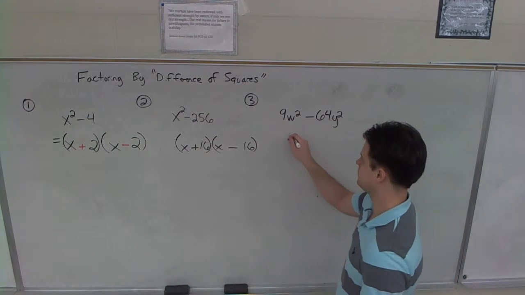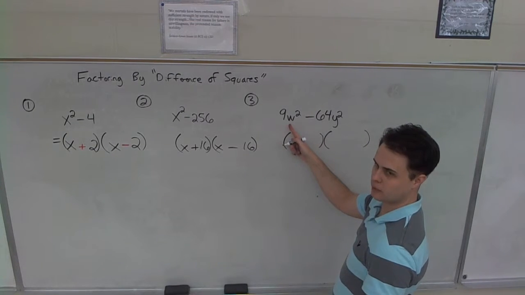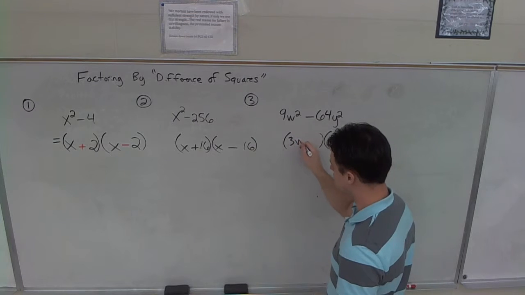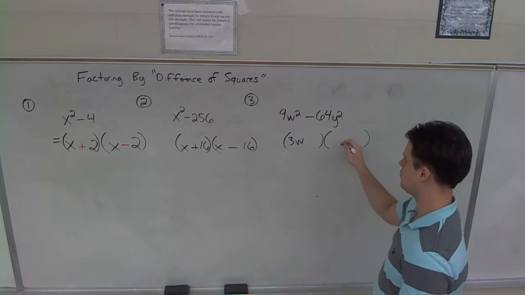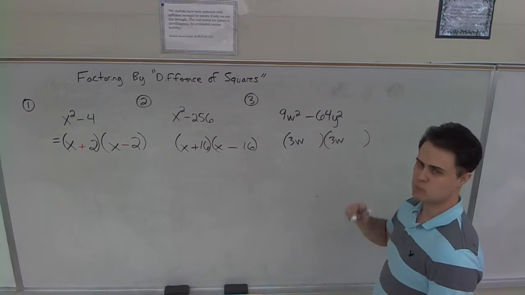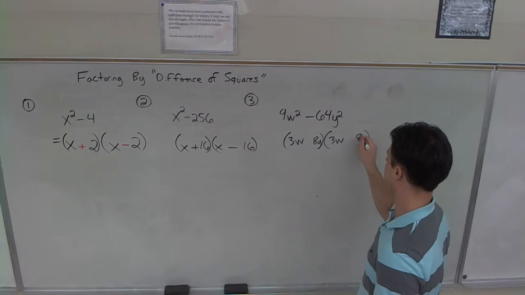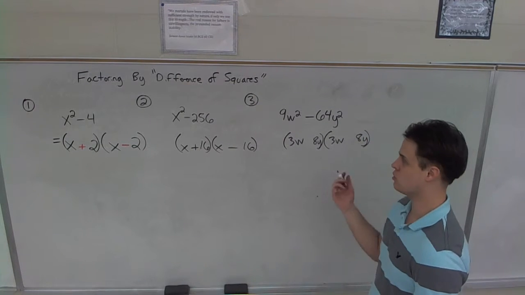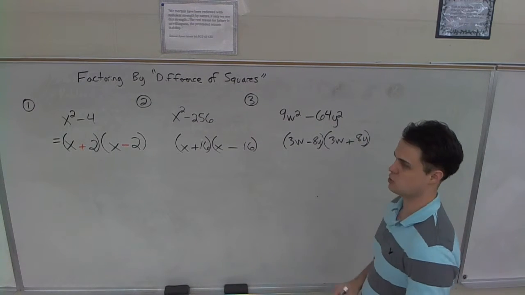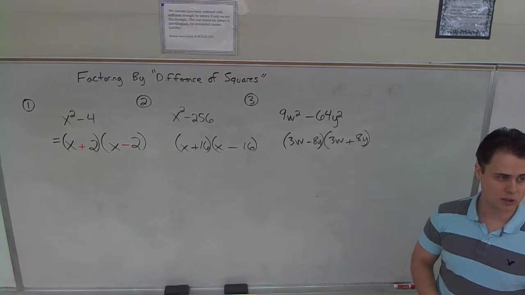8 and 3. What's being squared here? 3 and w is being squared there. So I put that in the first 2 slots. What's being squared here? 8 and y. And difference of squares always goes one plus, one minus, your choice, switch order. Okay? That's it. That's all difference of squares is.